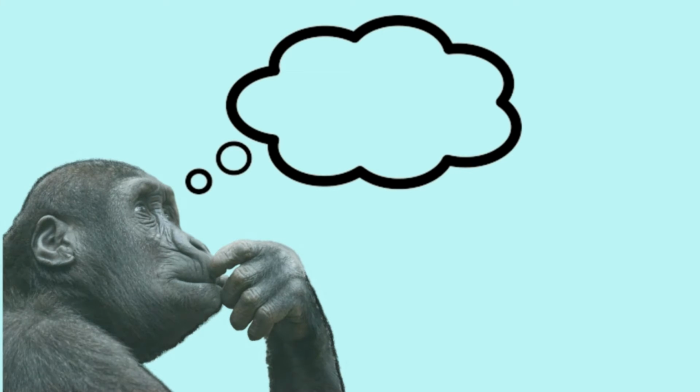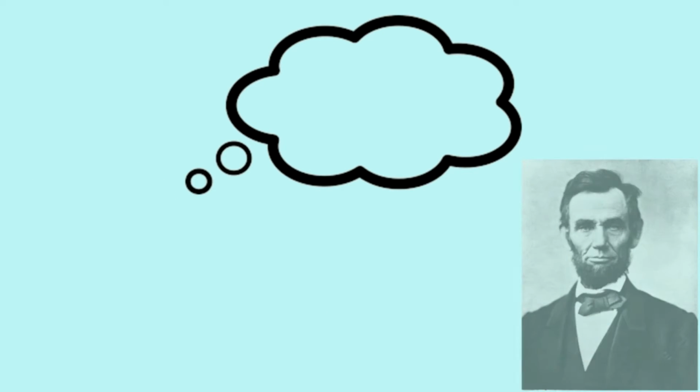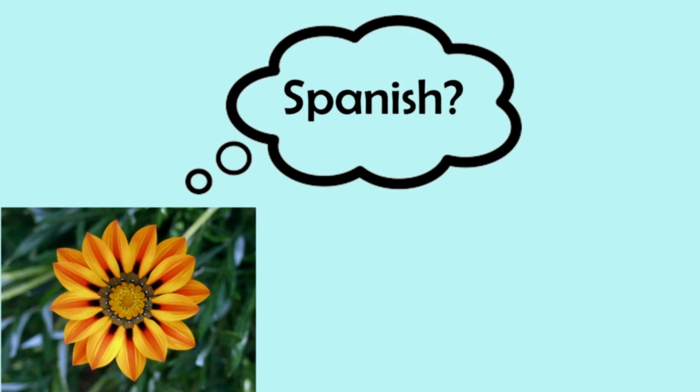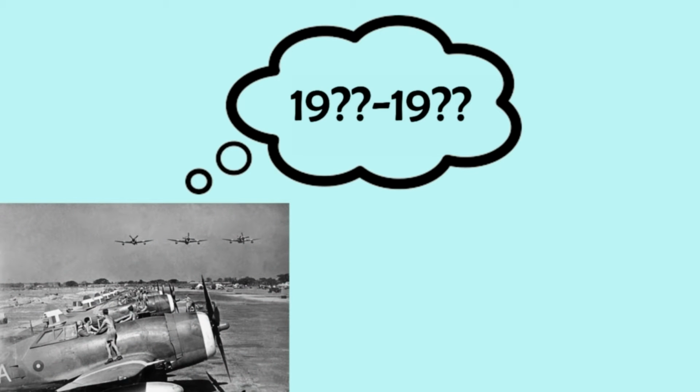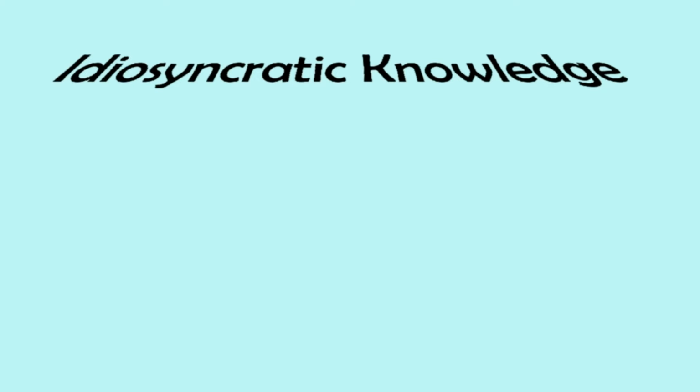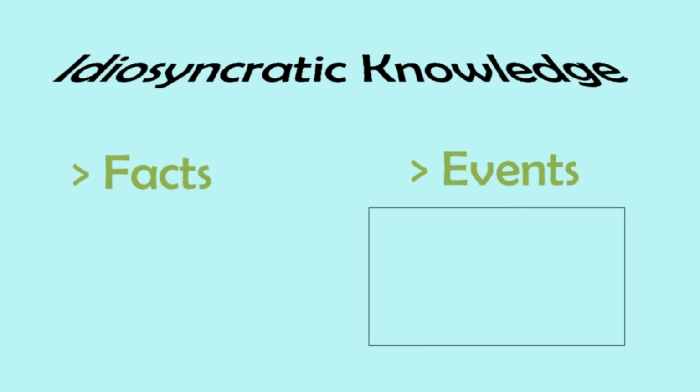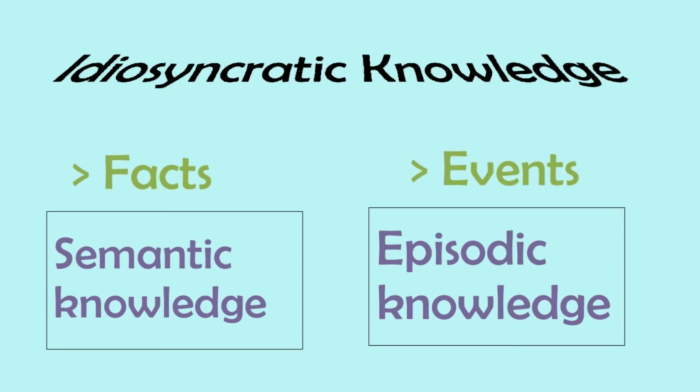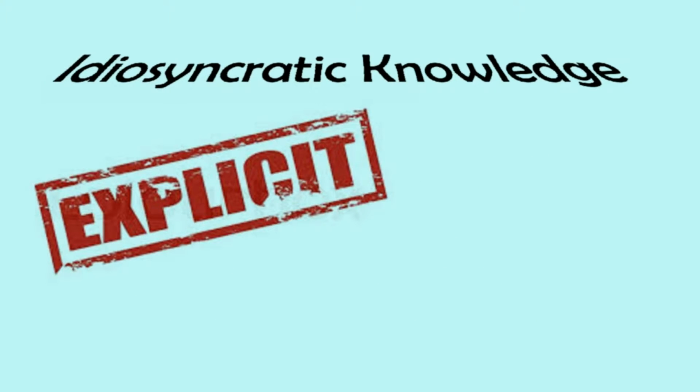Think of what you did yesterday, or who the president of your country is, or what the Spanish word for flower is, or when World War II started and ended. You may have found it easier to remember some of these things while a bit harder to remember others, but one thing is true. The answers to all these questions represent what we know as idiosyncratic knowledge. That is, knowledge about facts and events, or, in other words, semantic and episodic knowledge, derived mainly from conscious learning. It is knowledge relatively easy to retrieve and make explicit.